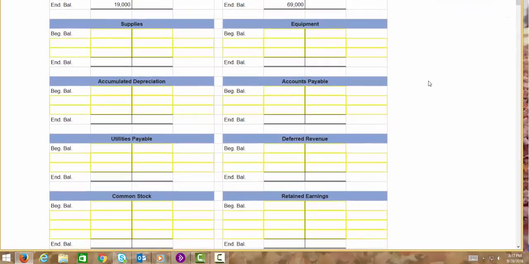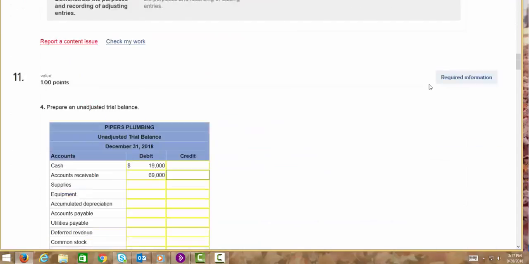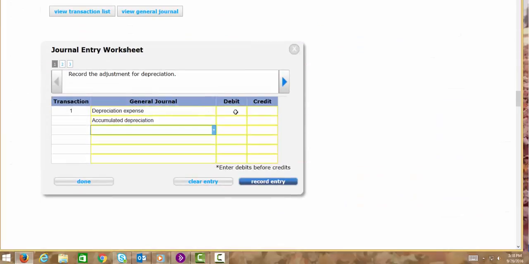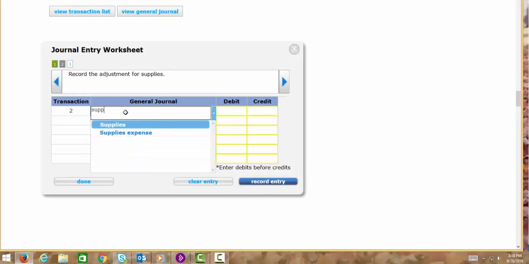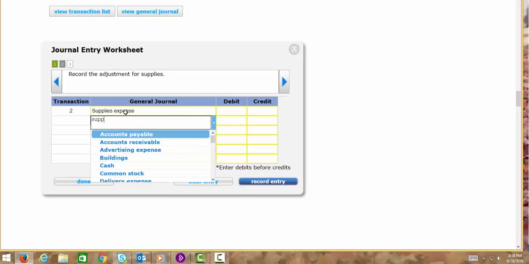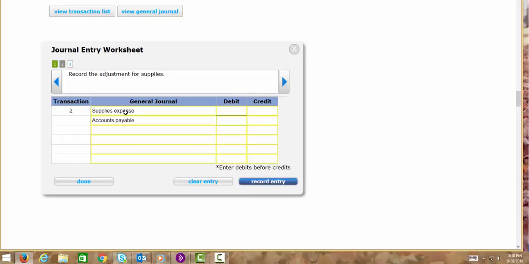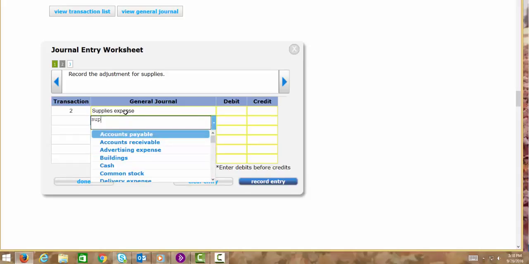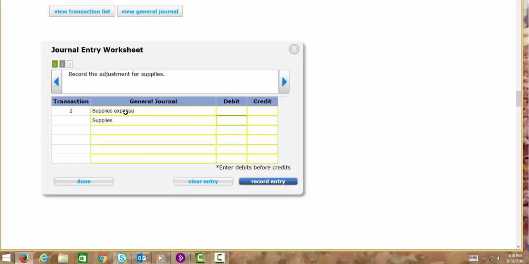Scroll back down, enter that into part 12. These are the adjusting entries and post that. Then I'm going to have to do supplies expense. And I'm going to credit supplies. Again, watch your... When I hit enter, it didn't post.